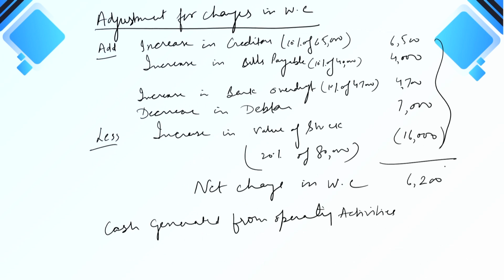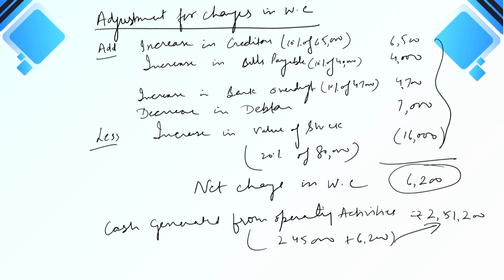Then we add up 6,200. So we reach the figure of 2,51,200 rupees. 2,45,000 plus 6,200. So we got the figure of this.